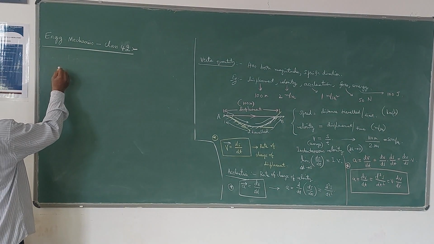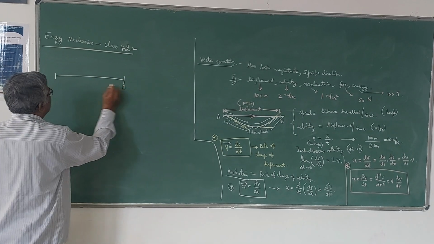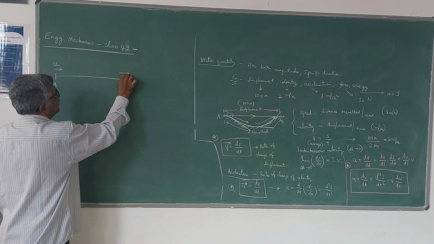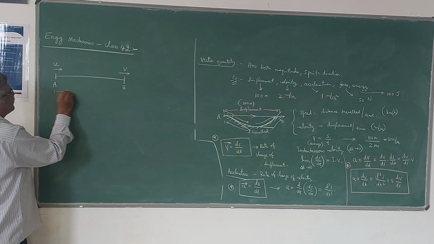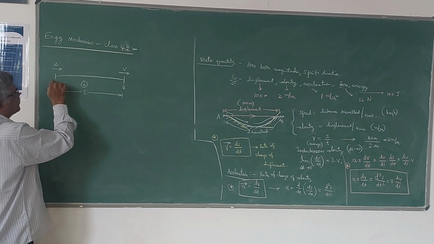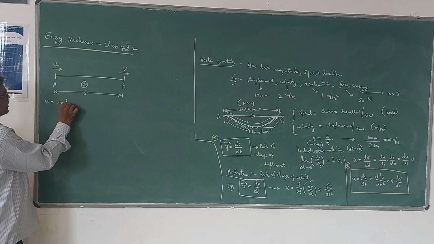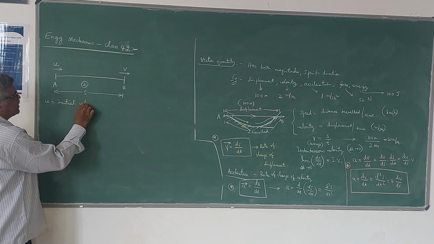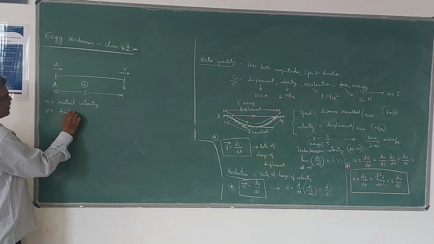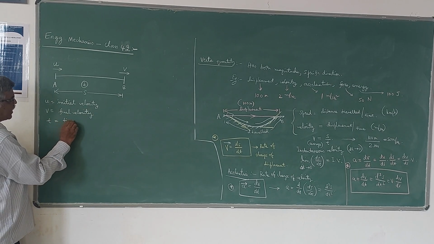So I will write here. Suppose I take two points A and B. At the point A, the body is moving with a velocity u. At the point B, it reaches a velocity v, let us say. The distance travelled is s here, and the time taken is t to travel from A to B. Then u is called the initial velocity, v is called the final velocity.